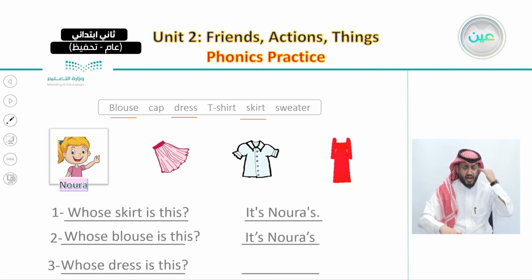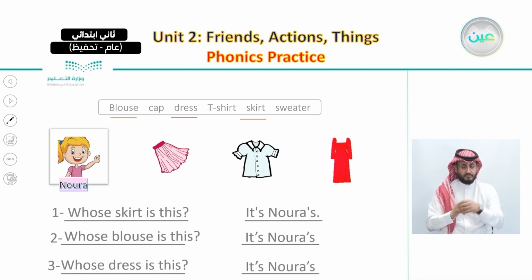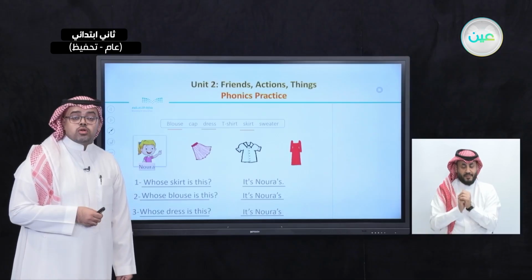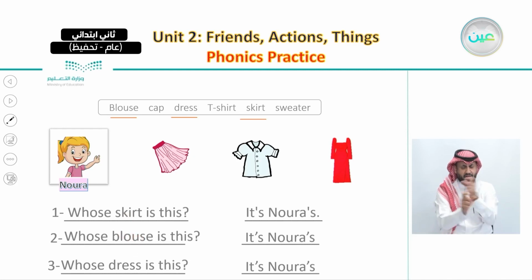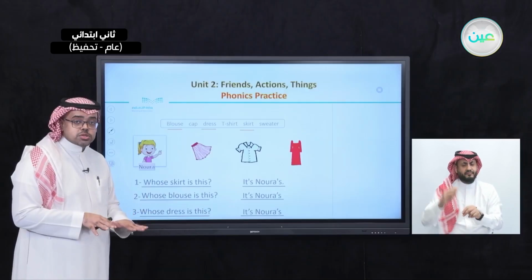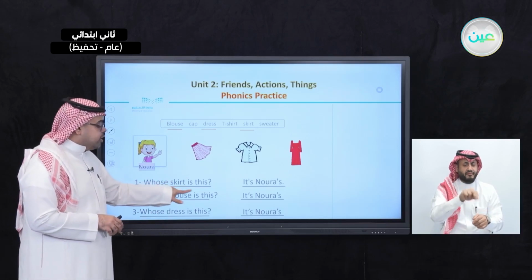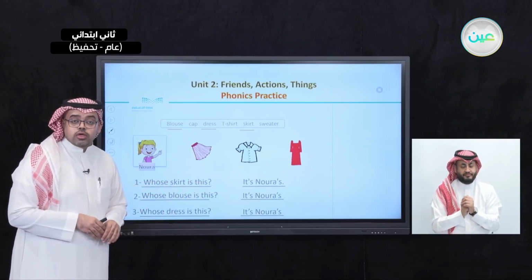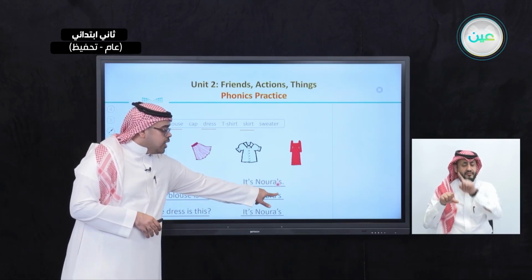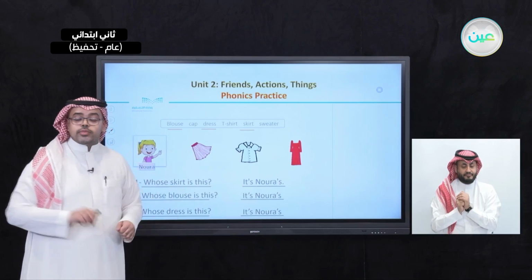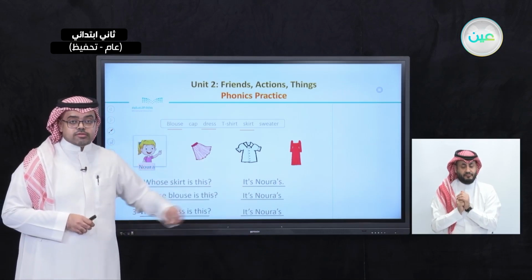Let's make a third one. Whose dress is this? So dress is one of Nora's clothing. So the answer will be again, it's Nora's. So you see how we can change the item, but we keep the same question. We keep whose, we keep is this. And regarding the answer, we only write a person's name and then we add 's to it. It's Nora's, it's Sarah's, it's Emma's, and so on.